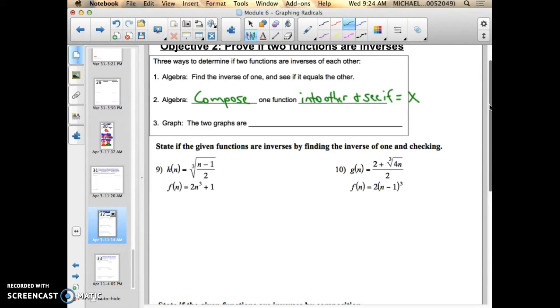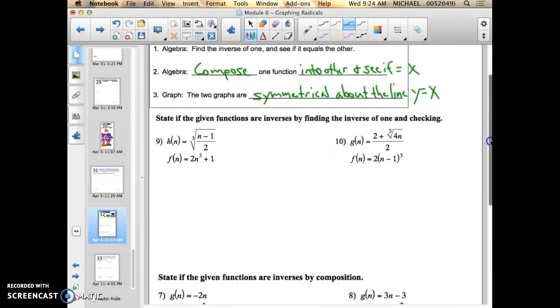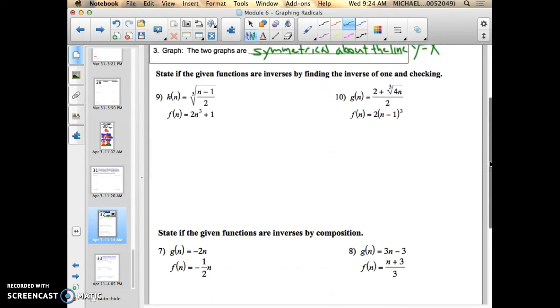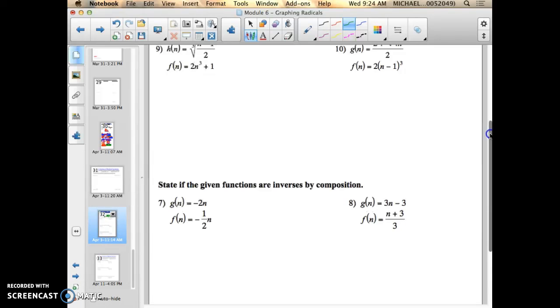And on the graph, the two lines are symmetrical about the line y equals x. And we've talked about that. Y equals x. Three ways. I'm going to go over the second and third way because you've already practiced the first way. Just find the inverse of one and see if it equals the inverse of the other. If it does, then yes, the two given functions are indeed inverses.